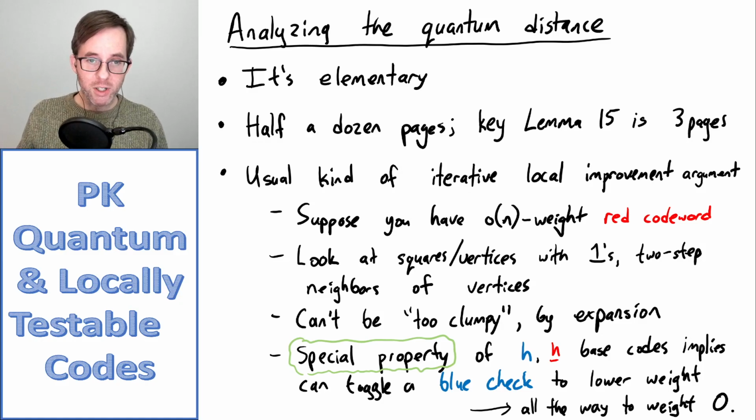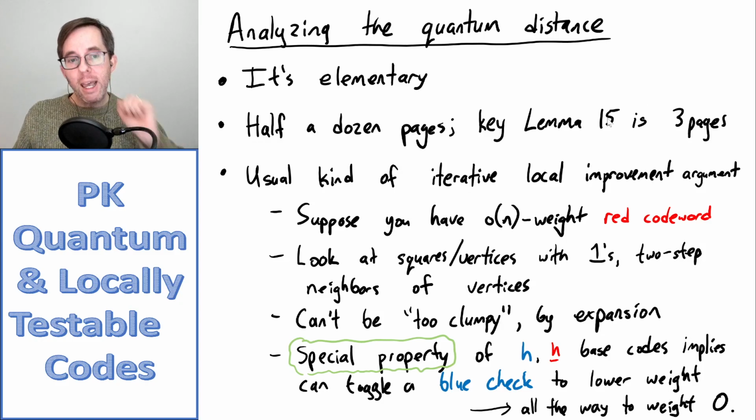If you want to read the paper yourself, the key lemma is lemma 15. This is the most main lemma in the whole paper. It's about 3 pages long and analyzes the quantum distance. It is very much like a Sipser-Spielman style iterative local improvement argument that proves that the distance is proportional to n.